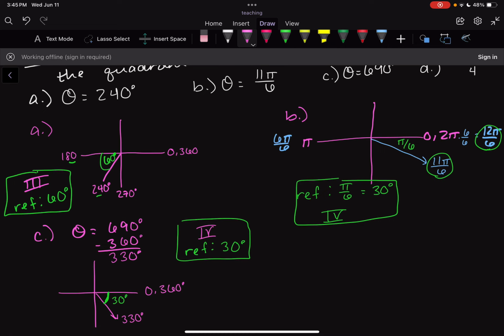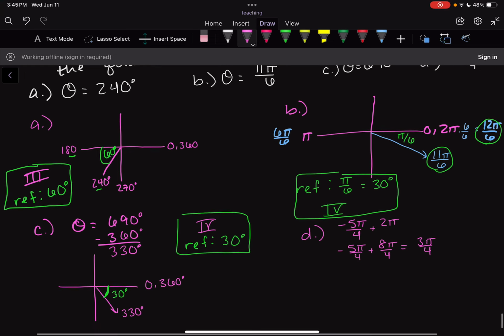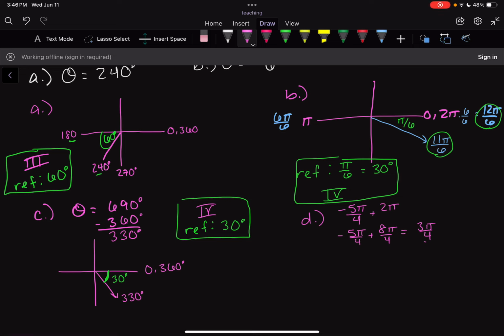And we can do part D. So I have a negative angle for part D, negative 5 pi over 4. I don't like to work with negative angles. What I can do is add 2 pi using coterminal. So I'm going to add 2 pi to this. So that's going to be negative 5 pi over 4, plus this would have to be 8 pi over 4 to be able to combine them. And that's going to give me 3 pi over 4. So now instead of dealing with negative 5 pi over 4, I can just look at 3 pi over 4.